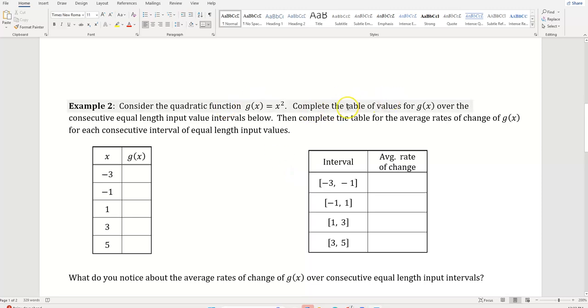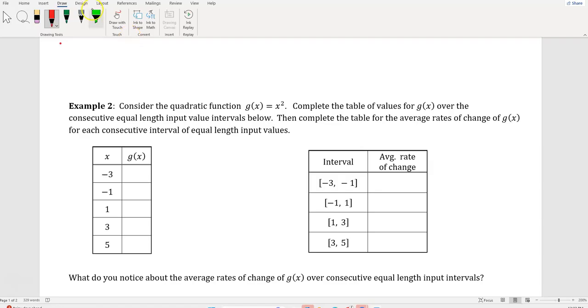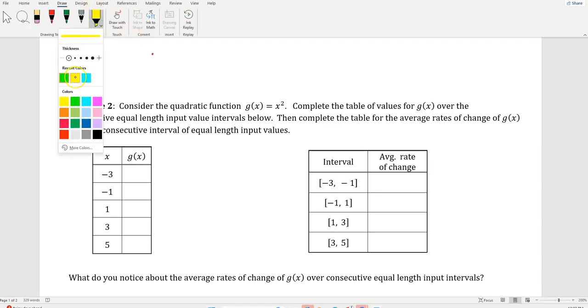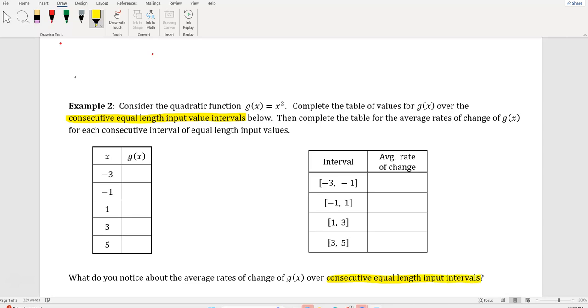So the first thing we got to do is complete the table. And notice this phrase right here. This is AP's phrase they like to use right here. Complete the table of values for g of x over the consecutive equal length input value intervals. And we're going to see them use this, like you can see down here. Consecutive equal length input value intervals.